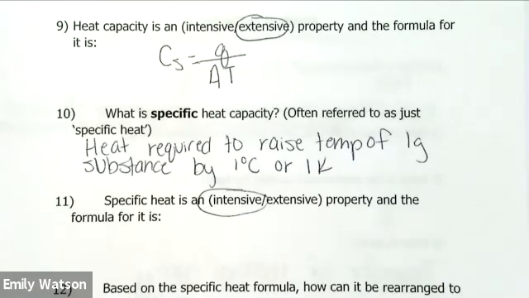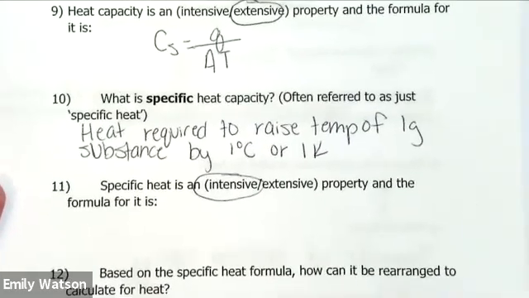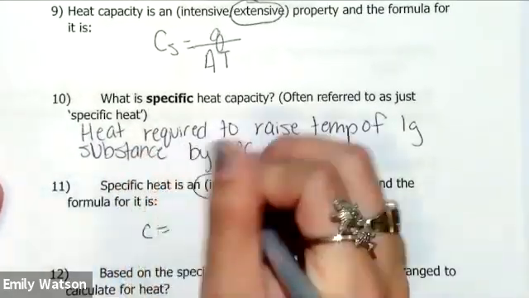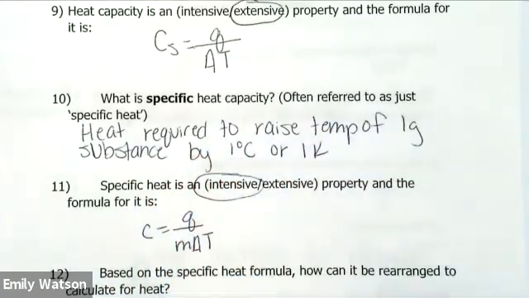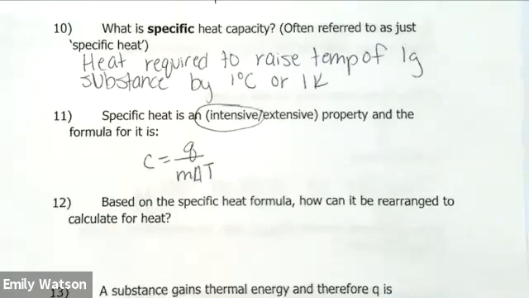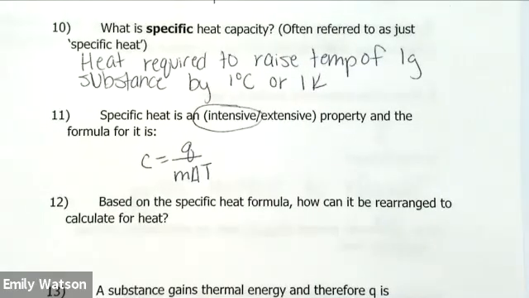What's the formula? It does have an M in it. You're not wrong, but that's the next question. Yes. So this is C equals Q divided by M delta T. Don't memorize this one. I'm putting that here because we're going to rearrange it into the one that she wants you to remember.